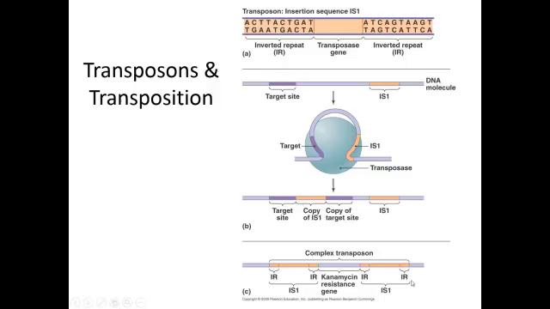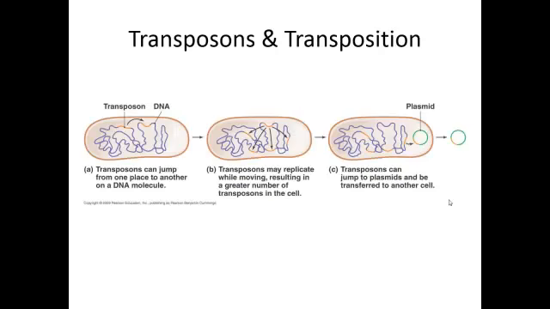We do have complex transposons that have not only the transposase gene, but also other genes. Oftentimes they carry resistance genes or R factors. In this example, it's a gene that makes the organism resistant to kanamycin. So we're kind of keeping an eye on transposons. So here's an example of a transposon jumping from one part of the genome to another.